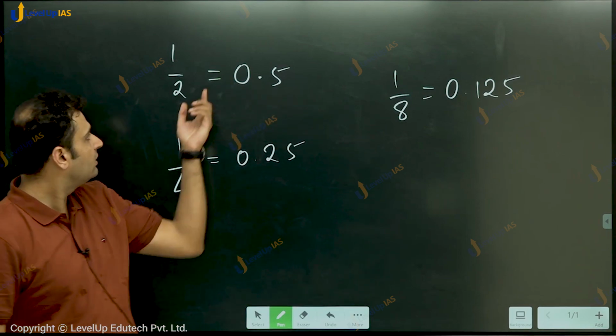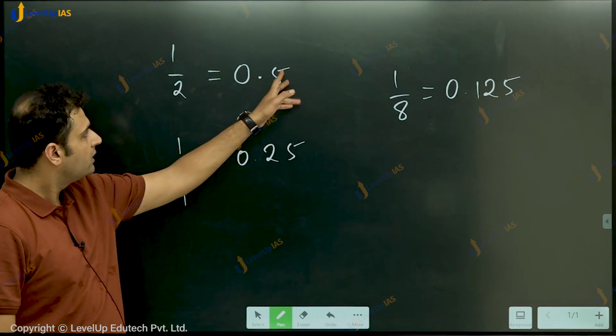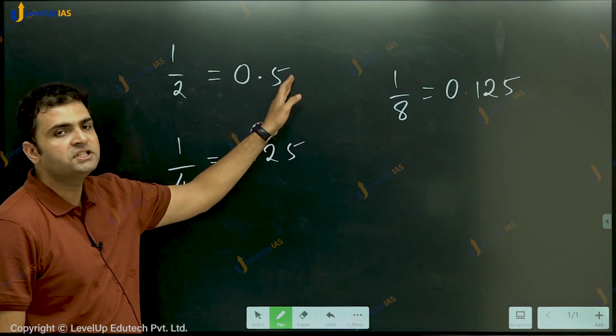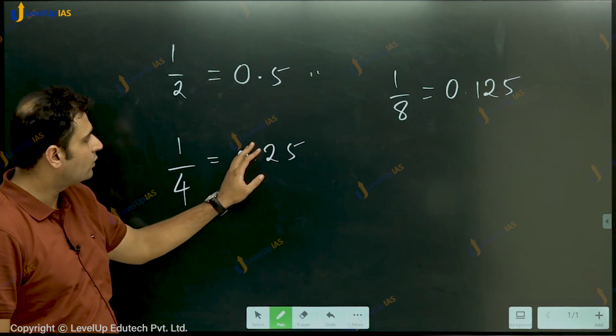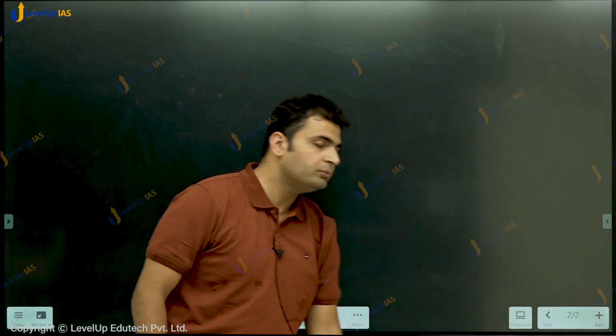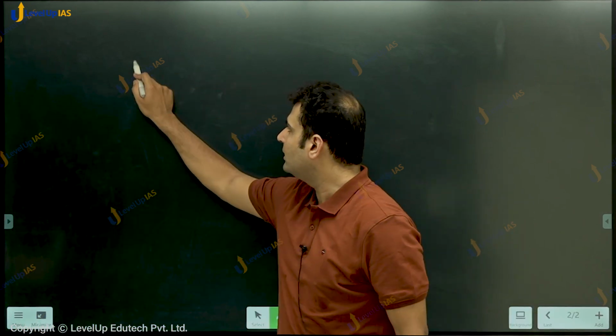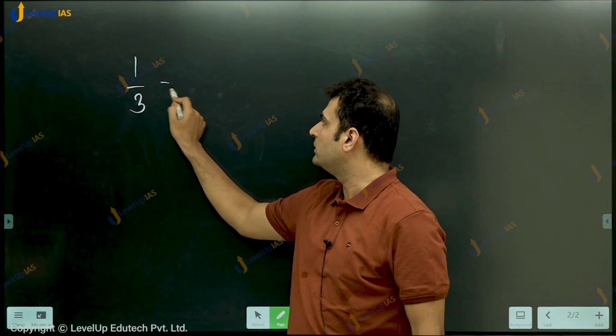But observe that in each of these fractions, the division ended. So here it has terminated. These are called terminating fractions. And what is non-terminating? For example, 1 by 3. Let us do 1 by 3.